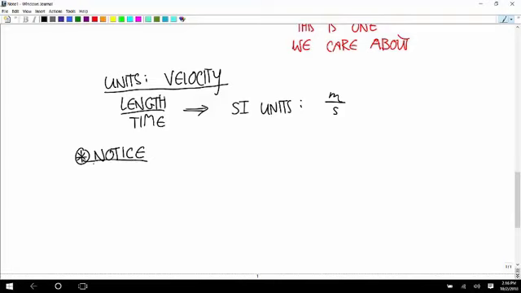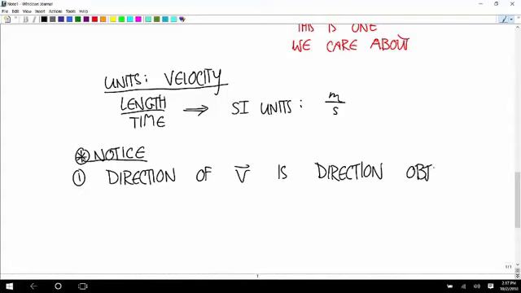Okay, so notice, first of all, the velocity vector is always in the direction the object is moving. That was true in 1D too, except we only had two choices for the direction. Now we have infinitely many choices. So the direction of the velocity is the direction that the object is moving at that instant.